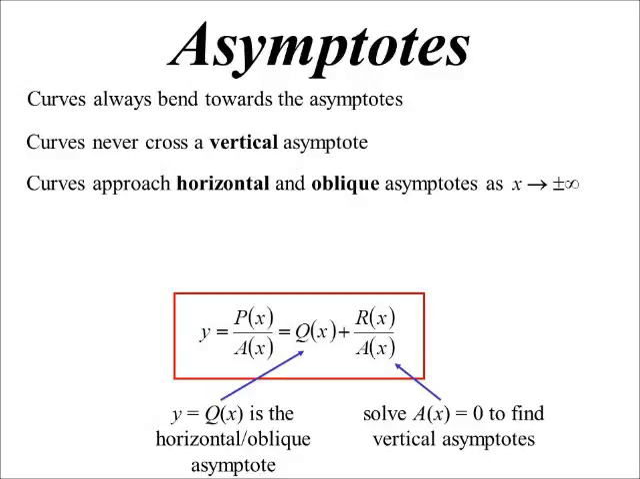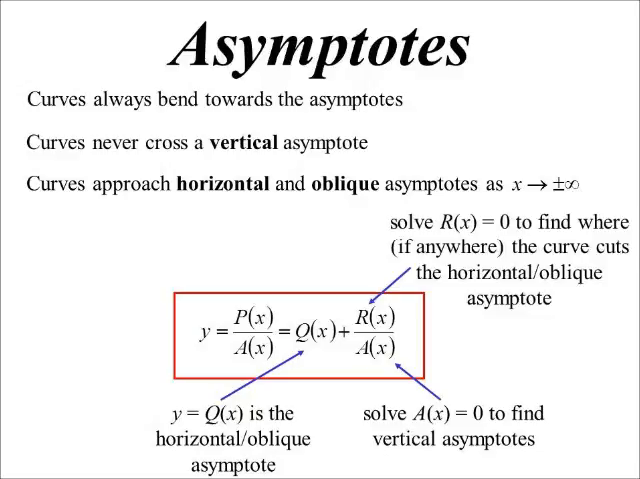It turns out the quotient will be the horizontal or oblique asymptote. So whatever that quotient is, that's going to be the horizontal or oblique asymptote. Now, it's allowed to cross the horizontal or oblique one, and that's where the remainder comes in handy. Because you solve the remainder equals 0, and if it has a solution, then that's where it will cut the horizontal or oblique asymptote. If it has no solutions, then it won't cut it.